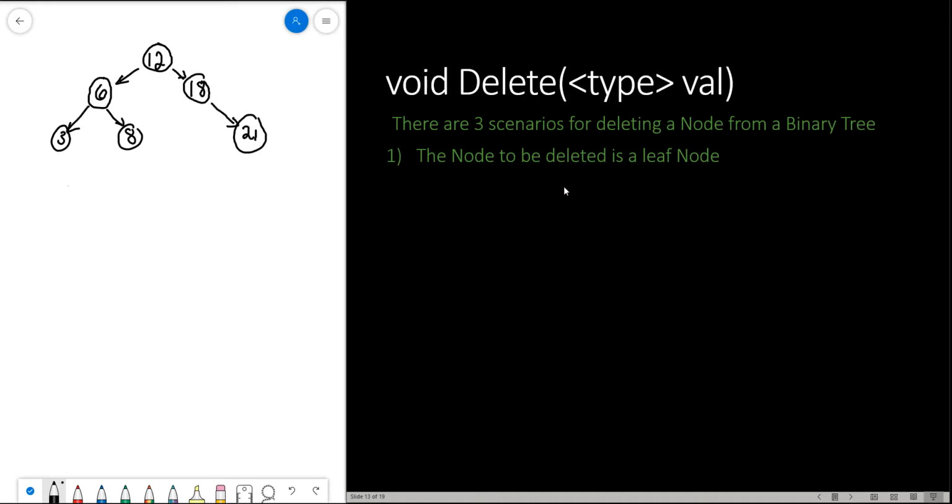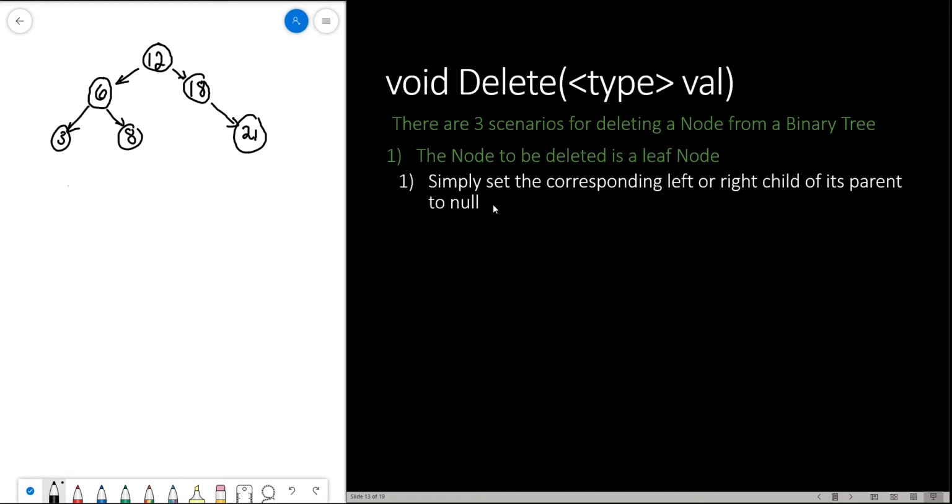All right, so basically all we're doing is setting the corresponding left or right child of the parent to null. Nothing else to it. And of course, you're going to have to reduce the count in your binary tree by 1. So that handles 3, 8, and 21.